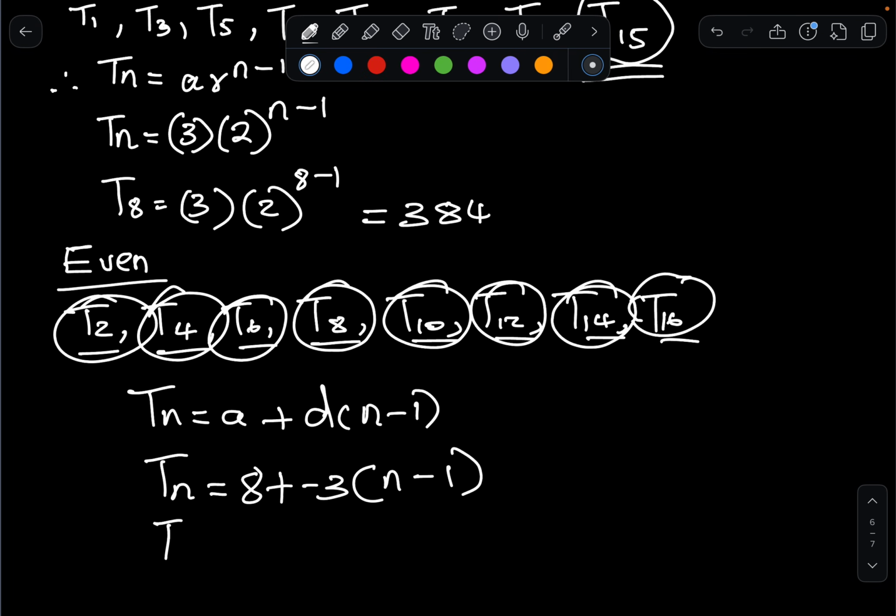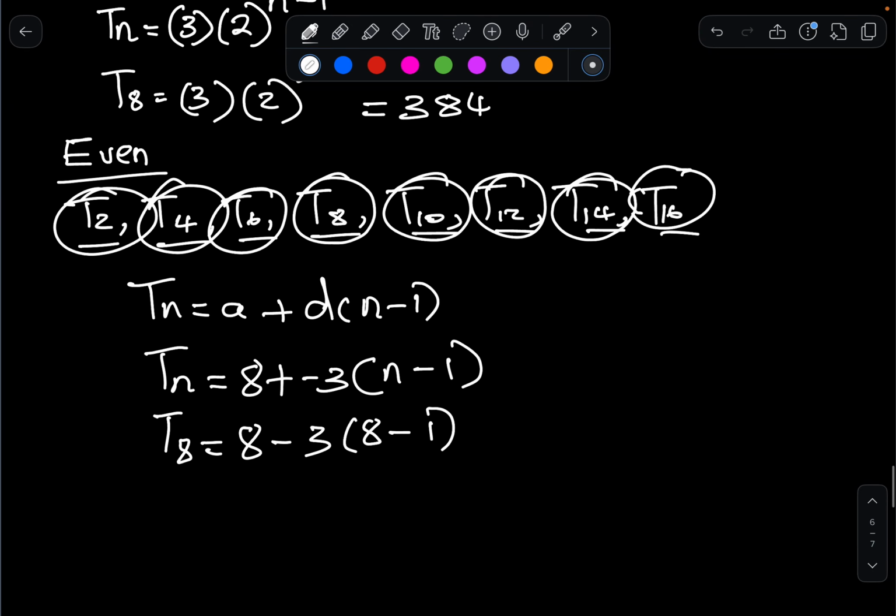So I'm going to say T8, because we're on position 8. It's 8 plus (minus 3) times (8 minus 1). And pressing your calculator, that should give you negative 13, ladies and gentlemen.